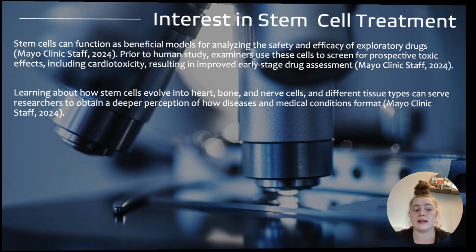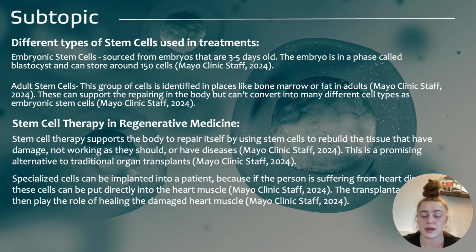On to the next slide of the subtopic on stem cell treatment. Different types of stem cells used in treatments. Embryonic stem cells are sourced from embryos that are 3 to 5 days old. The embryo is in a phase called blastocyst, and it can store around 150 cells. Adult stem cells are a group of cells identified in places like bone marrow or fat in adults. These can support repair in the body but cannot convert into as many different cell types as embryonic stem cells can.